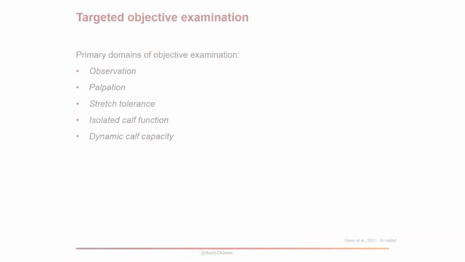And then after we've conducted our thorough subjective exam, we're moving through our objective examination, where the fundamental areas are observation, palpation, stretch tolerance, getting a grasp on isolated calf function, and our dynamic calf capacity as well.